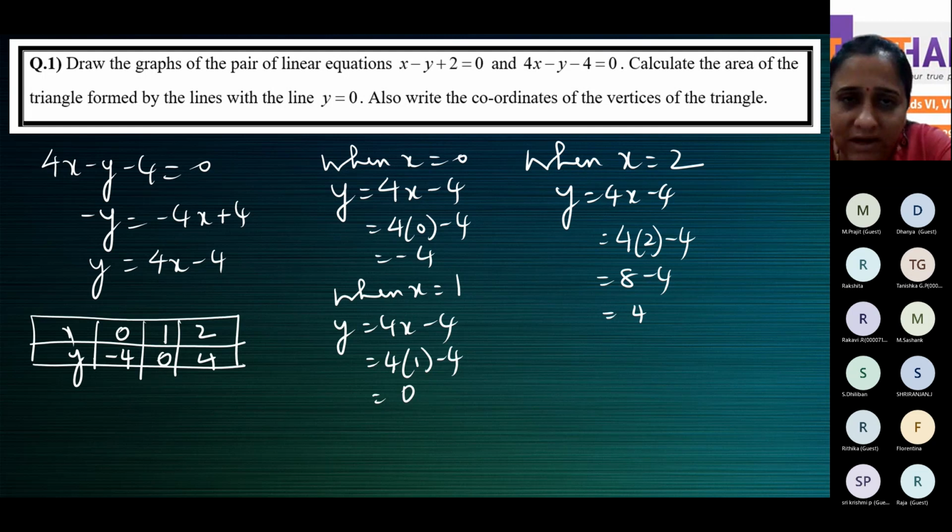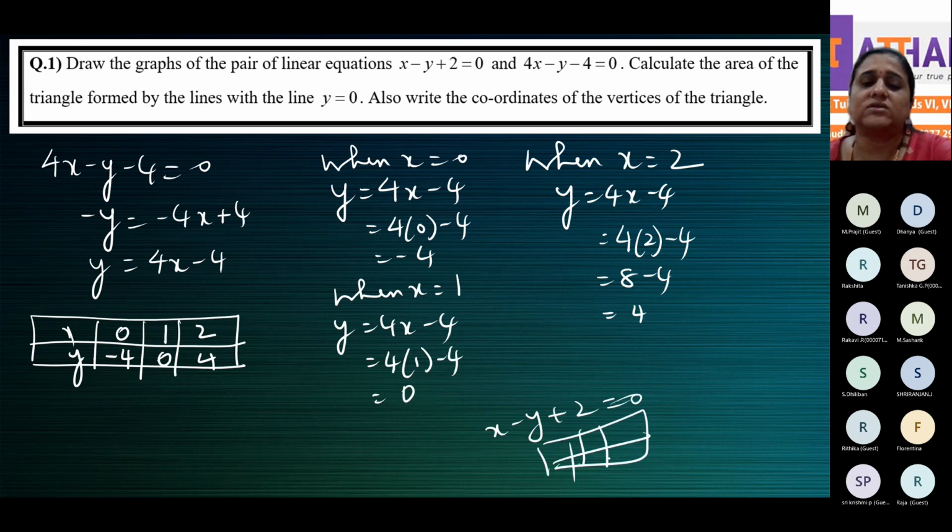So basically, you'll have to make another table like this for x minus y plus 2 is equal to 0. You should make a table and find the 3 points. So by plotting the points, you'll get the 2 lines. Then you should find the area of the triangle formed and also write the coordinates of the vertices of the triangle. Yeah, take a screenshot, children.